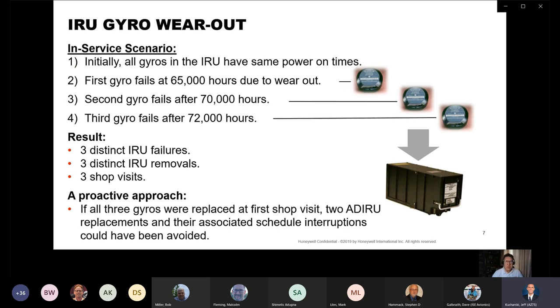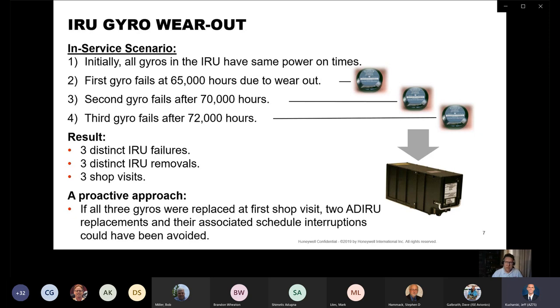Let's take a look at an in-service scenario. Initially, all gyros in the IRU have the same power on times. In this case, the first gyro fails at 65,000 hours due to wear out. It's removed from the aircraft, sent to the shop, repaired, and put back in service. 5,000 hours later, the second gyro fails due to wear out. Again, the unit is removed, sent to the repair shop, and put back into service. After just 2,000 more operating hours, the third gyro fails due to wear out. And again, it's removed and sent to the shop. The result is three distinct IRU failures, three distinct IRU removals, and three shop visits.